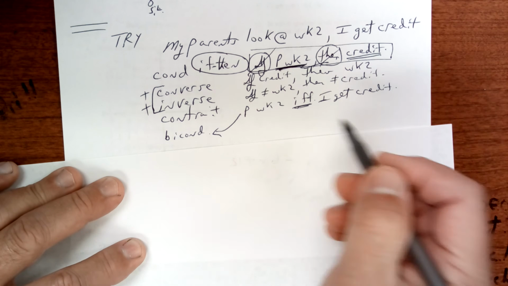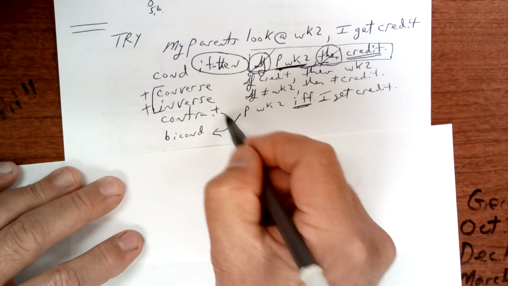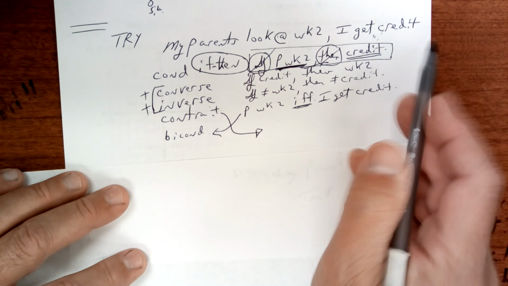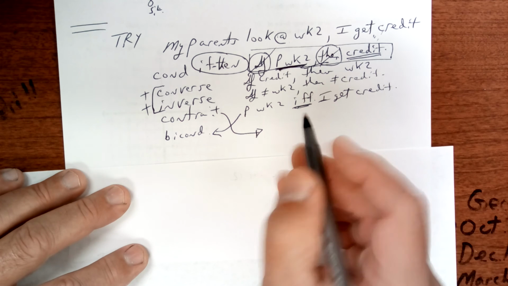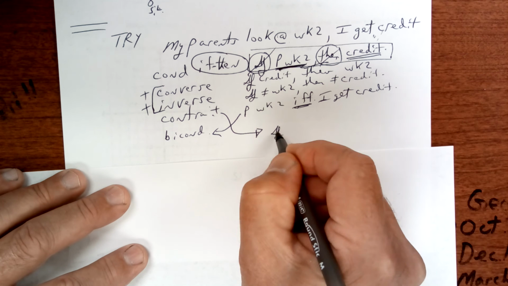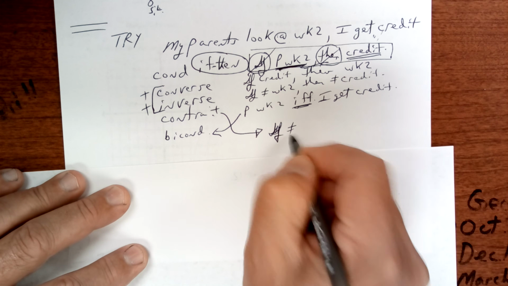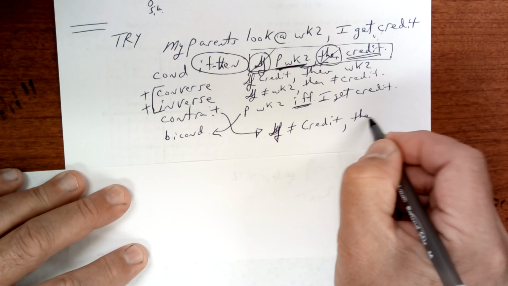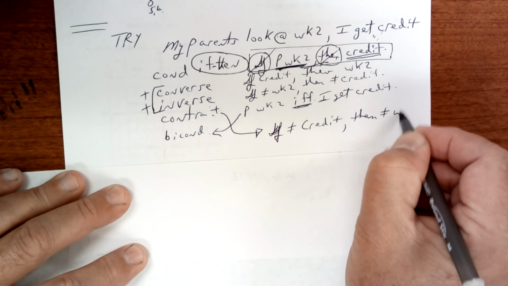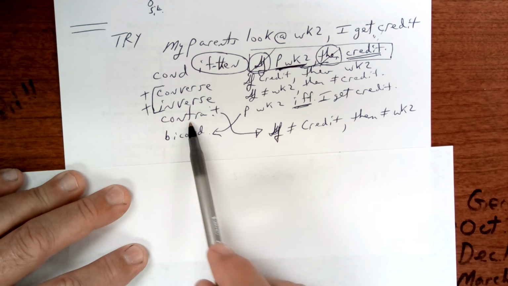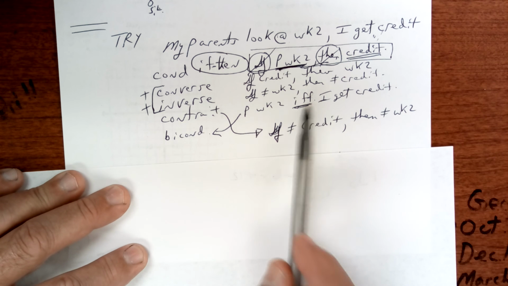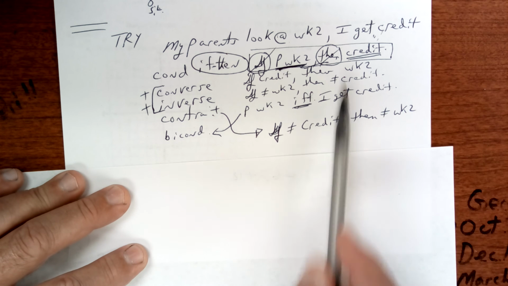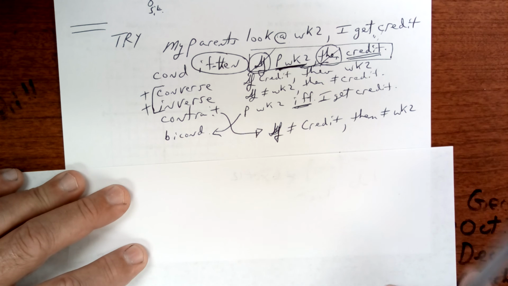Okay, so let me back up. The contrapositive is both of them, so you got to switch it and change it. So let me just correct that. If I do not get credit, then my parents did not look at my week 2. So the biconditional uses if and only if. The contrapositive is that one, where you got to do both of them, switch it and write the opposite.